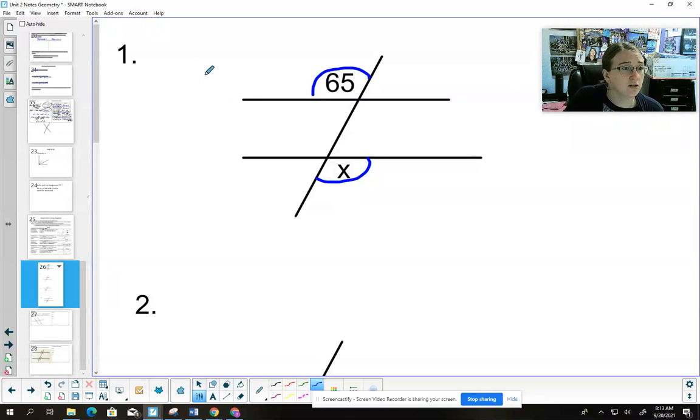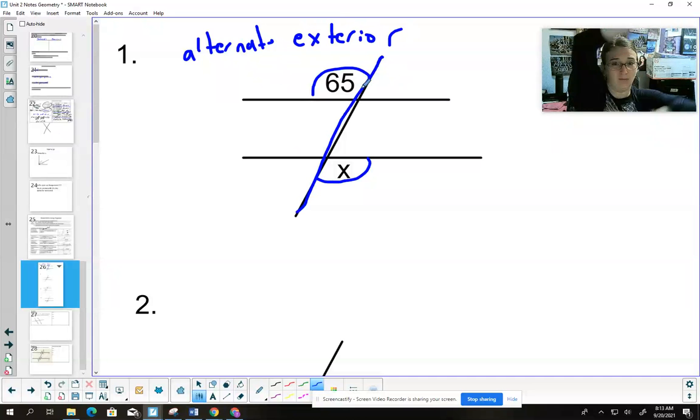Well, these are going to be alternate because here's my bridge. Here's my bridge. They are on different sides of the bridge. And they're going to be exterior because they are outside my river, right? Here's my river, they are outside. So we need to eventually have this memorized. But because these lines are parallel, alternate exterior angles have a special relationship.